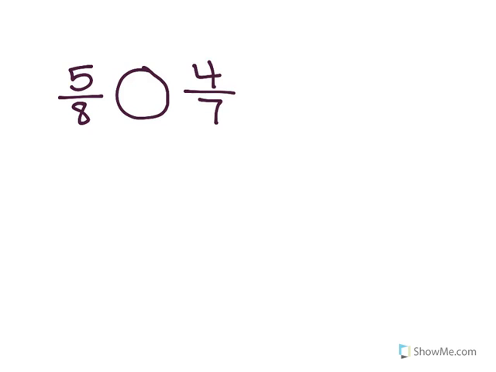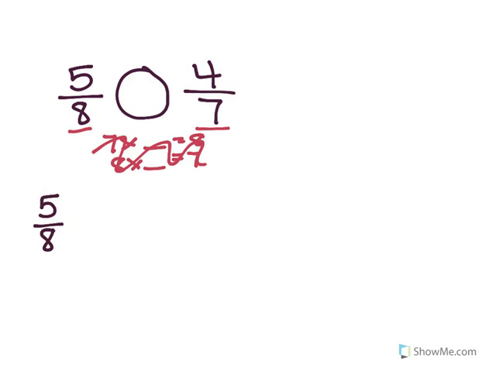So my first step is to always check my denominators. And I ask myself, is there anything I can multiply by 7 to get to 8 or vice versa? And the answer is no. So that means I can't do strategy 1. I'm going to have to create 2 equivalent fractions. So I rewrite my fractions down here.